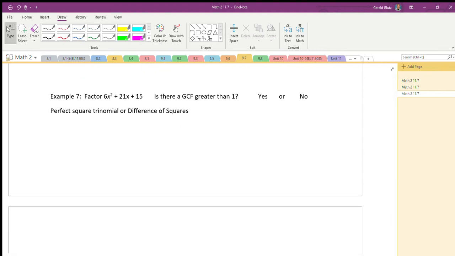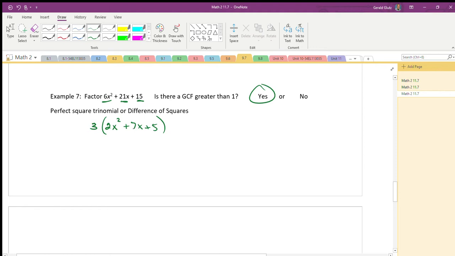Our last example. First thing I'm going to do is check to see if all these have a common factor. It doesn't look like it at first, but they actually do. So I know that 3 goes into all 3 of these terms. So 3 goes into 6 2 times. Still have the x squared. 3 goes into 21 7 times. 3 goes into 15 5 times.